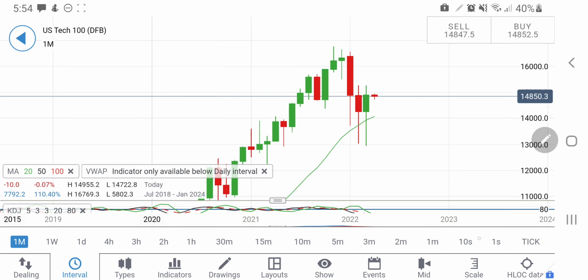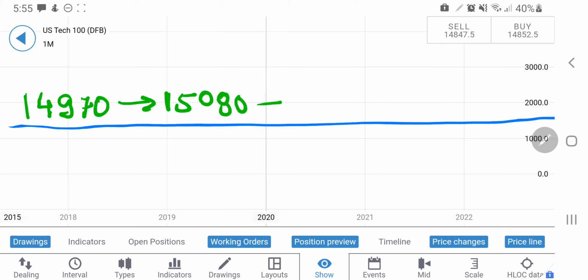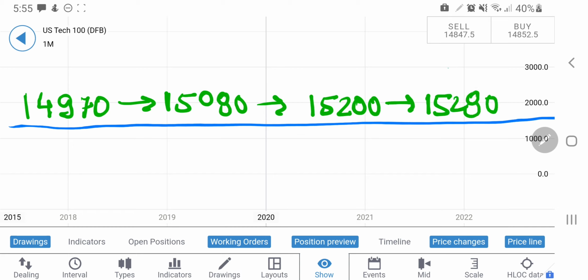Now let me give you the trading levels for next week. First, let's talk about the levels to go long. So if you see next week, US 100 trading below 14,970, then you can initiate a long entry for 15,080. And once it goes beyond 15,080, 15,200, 15,280, and beyond that 15,350 should come into picture.